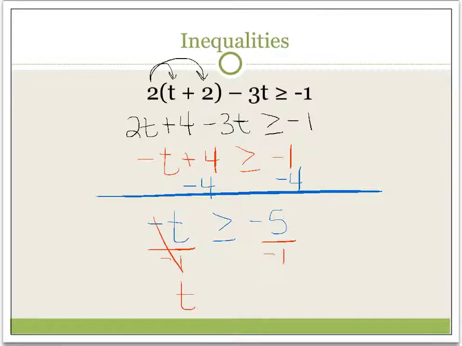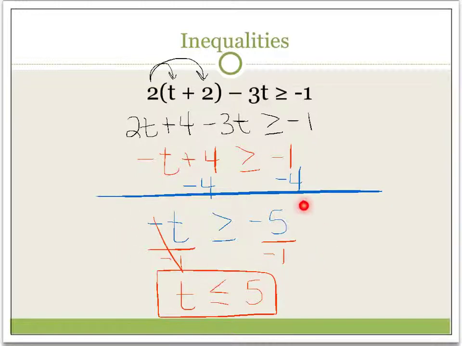Now, if you're careful, bells and whistles should be going off in your head as you do these problems because this now tells me, wait a minute, I divided by a negative, and that tells us that we have to flip our inequality symbol. And then we simplify -5 divided by -1 is +5, and that would be our solution to this inequality.